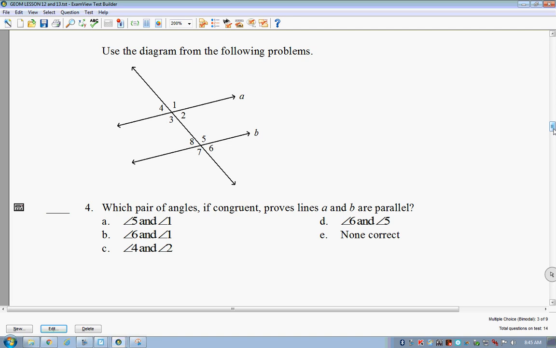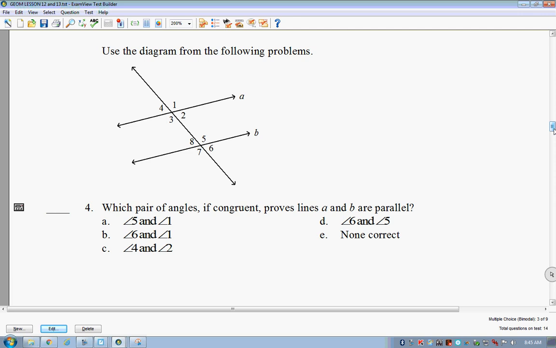Let's see. I know this question has shown up on tests before, and people miss it all year. I say all year because if I see there's a question that you're struggling with, I'll continue to put it on test after test after test until we get it. All right, use the diagram for the following problems. Which pair of angles, if congruent, proves that lines A and B are parallel?